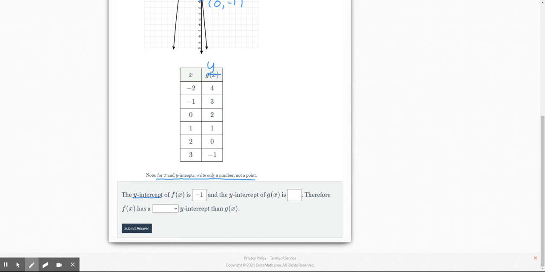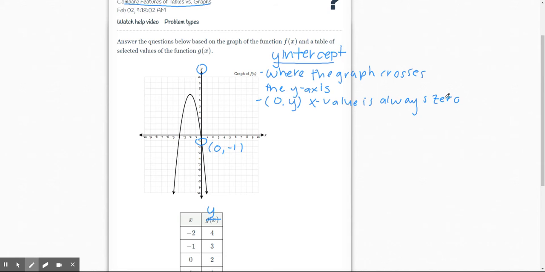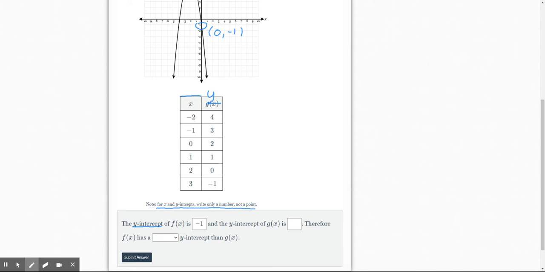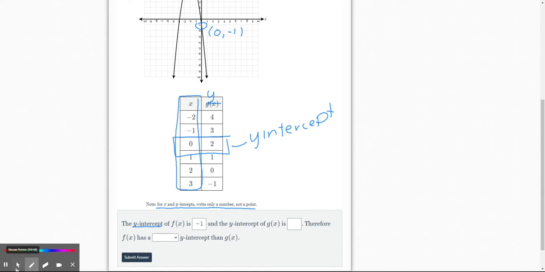So now for the y-intercept of g of x, we said when we're looking at a table, the x value is 0. So here's the x column, right? Where on here is x 0? Right here. So this is called the y-intercept. If I were to graph these points, that point would be on the y-axis. So then the y-intercept for g of x is 2. And it says f of x has a blank y-intercept than g of x. Is it greater or smaller? Well, -1 is definitely smaller than +2. And so that's going to be our result.